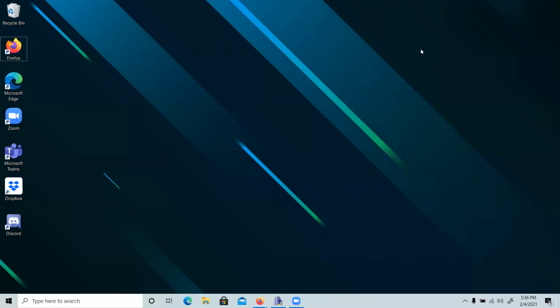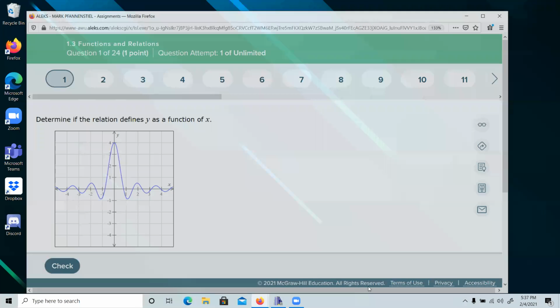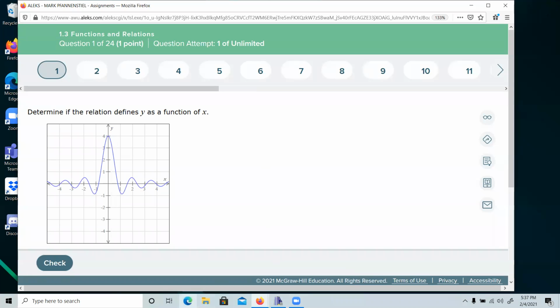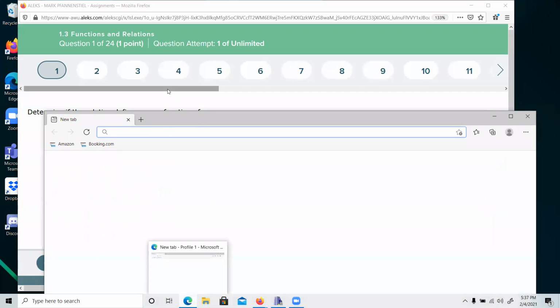All right, good evening. So we're working on functions and relations today. I think we have to do domain and interval notation stuff as well. And that's where we are, I believe.